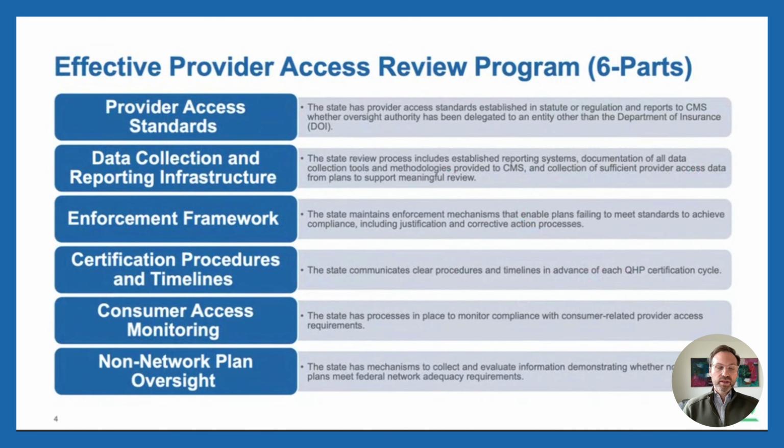And I think that leads really nicely into the next domain, which is the new optional effective provider access review program that FFM states can opt into. 4 states today have that authority. This is really a formalization of that process. And there are 6 parts to the process that you can see on the slide here. States will have to prove to CMS that they have all 6 parts, and that includes having in statute or regulation network adequacy standards.